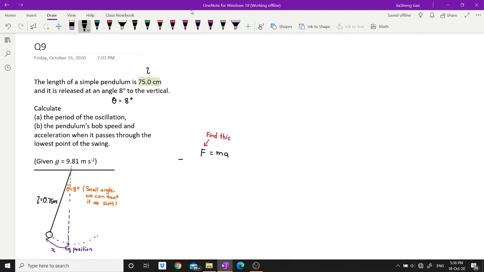We draw the free body diagram when the object is here. For the free body diagram, first you start with a dot. The second thing is the axes. Here, I'm going to choose one axis along the line, along the pendulum line, and the other one perpendicular to the line.